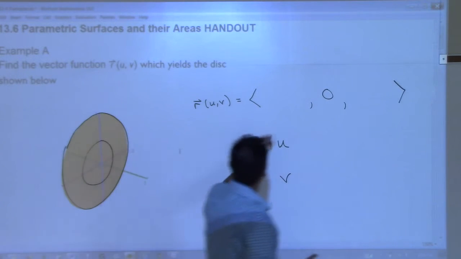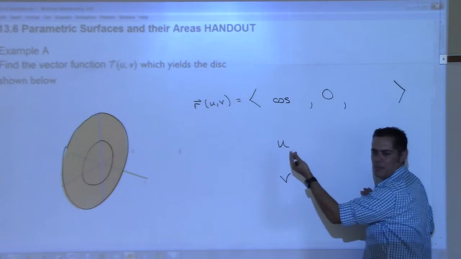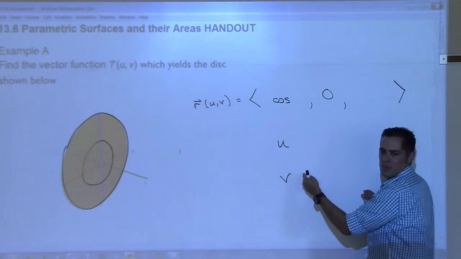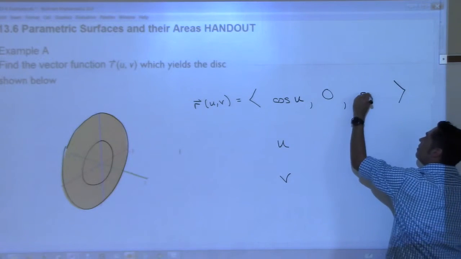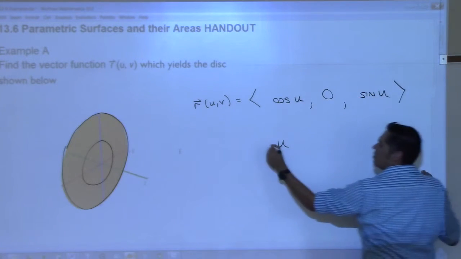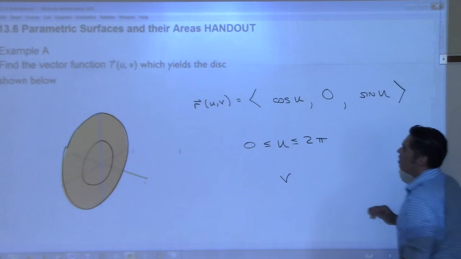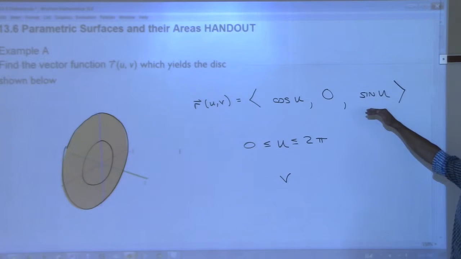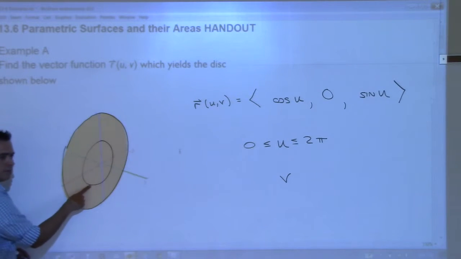Right, so watch. I know my x coordinate needs to be cosine of t or something, right? But I can only use u and v. So I'm just going to use u. Cosine u and sine u. And if I let u right now be between 0 and 2 pi, do you all agree that this alone would just draw me that circle right there? Because the radius is 1.